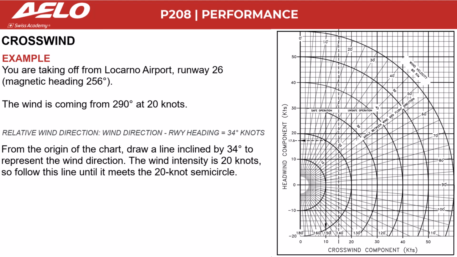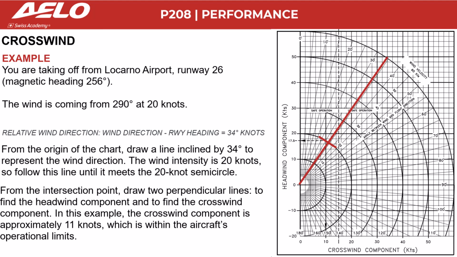From the origin of the chart, draw a line inclined by 34 degrees to represent the wind direction. The wind intensity is 20 knots, so follow this line until it meets the 20-knot semicircle. From the intersection point, draw two perpendicular lines to find the headwind component and the crosswind component. In this example, the crosswind component is approximately 11 knots, which is within the aircraft's operational limits.